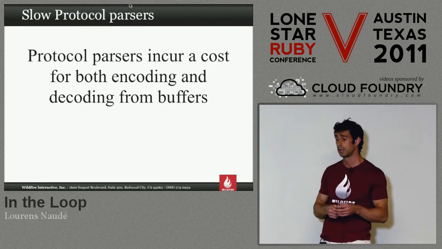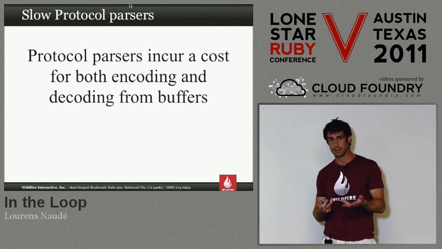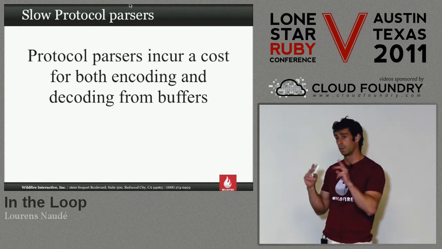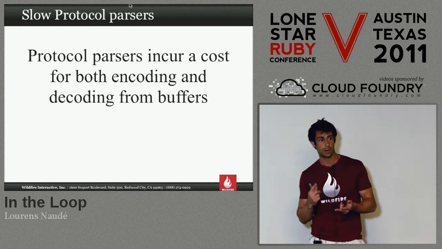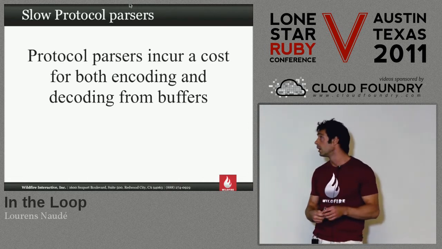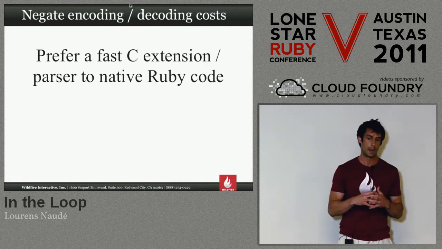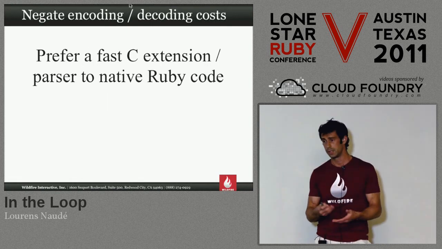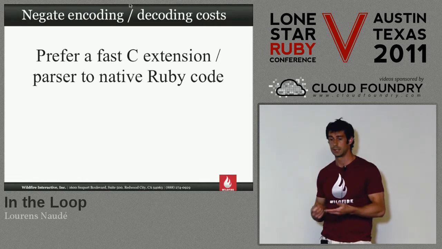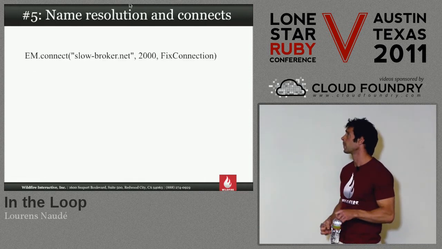Back to the protocol parsers. That's one of the reasons why, for example, Mongrel has a custom extension for parsing HTTP headers, because if you have a slow protocol parser, you pay a cost on both sides. You pay a cost when receiving to parse it, you pay a cost when sending data back out as well. So my recommendation here is whatever protocol you're using, if you have a JSON service, if you have a custom HTTP server you're writing, always try and use a fast C extension for parsing this protocol level information.